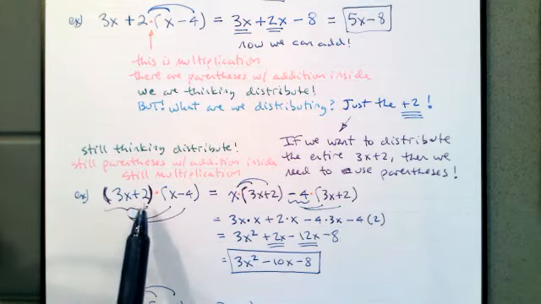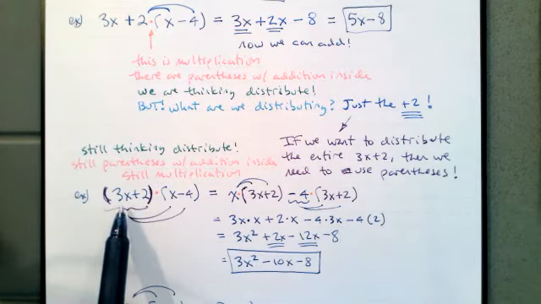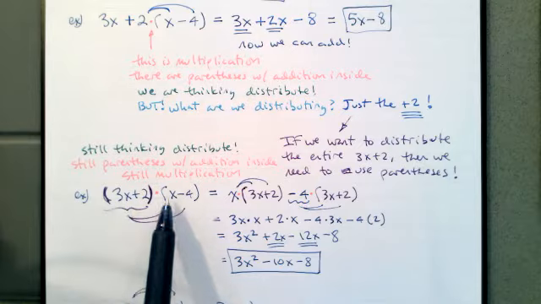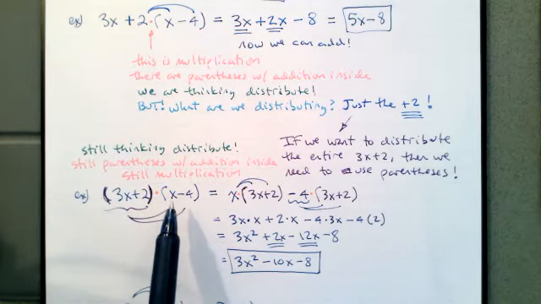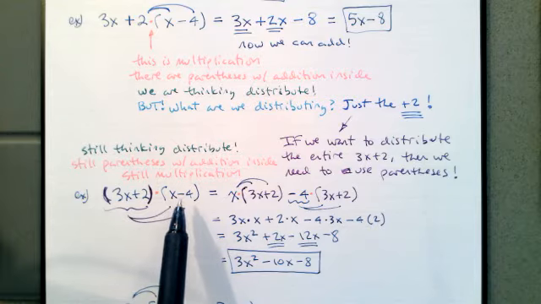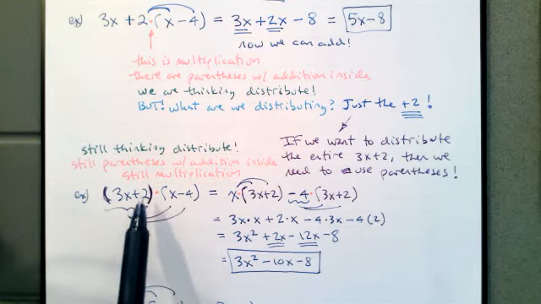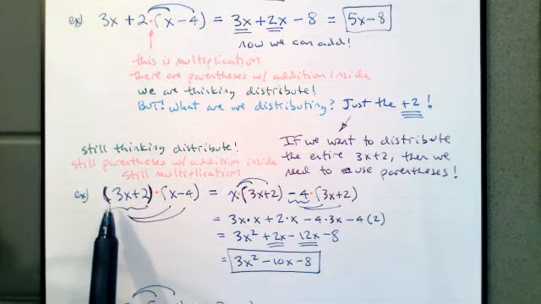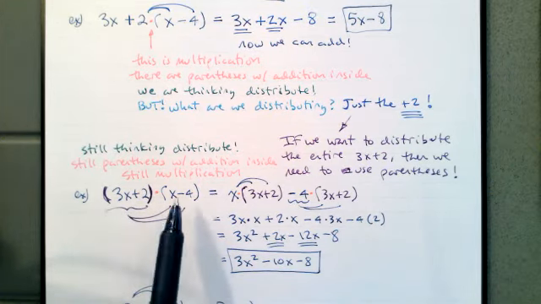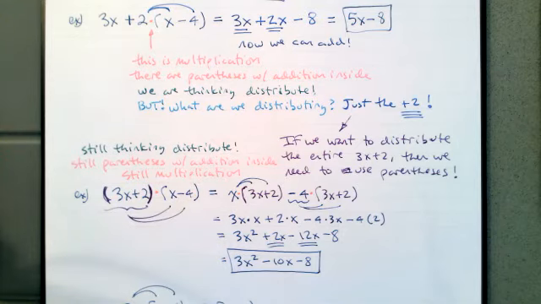There's nothing to do inside the 3x plus 2. These are not like terms. We can't add them. Similarly, x minus 4, there's nothing to do inside. They're not like terms. We can't add them. The parentheses really mean think of this as one object. 3x plus 2 is one thing. Multiply that whole thing by the x and the negative 4.